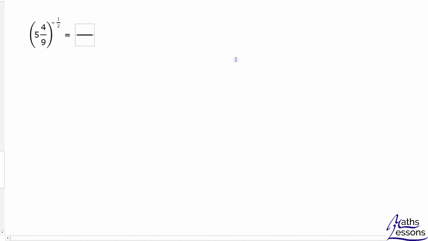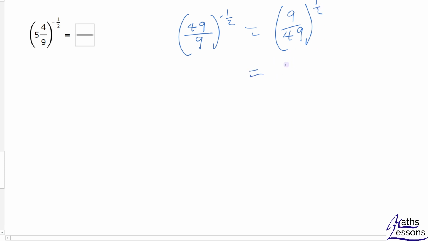Okay, so here we go. Let's just do this one. So we've got to turn this into a single fraction to start off with. 5 times 9 is 45, plus 4 gives me 49 on the top over 9. The minus a half. So the minus means we flip that, so we get 9 over 49 to the power of a half. And that just means square root it. So we square root the 9 and we square root the 49. That leaves us 3 over 7 as our answer.